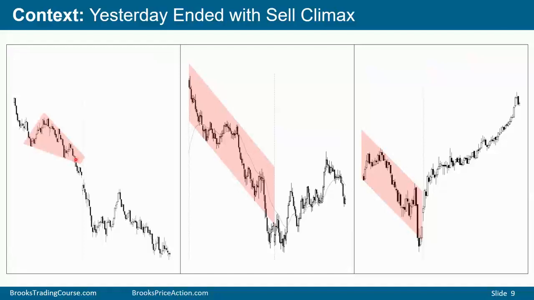Here's yesterday, ended with climactic selling. This is the start of today, small gap down. Yesterday, climactic selling right to the close. This is the start of today. Yesterday, strong selling, climactic, down, down, and this is today, gap up. Whenever you have strong selling yesterday, climactic selling, there's a 50% chance that you'll get follow-through selling on the open. When I say on the open, it doesn't have to be the first bar, but within the first 2 hours.